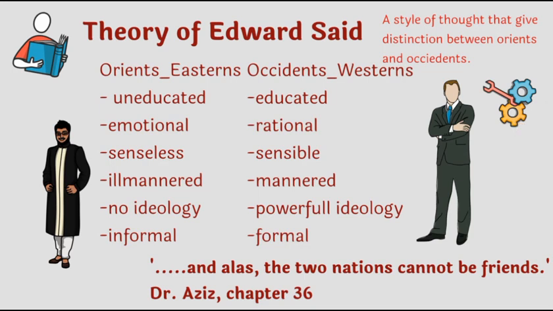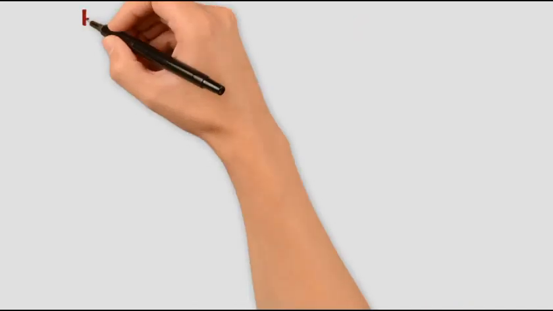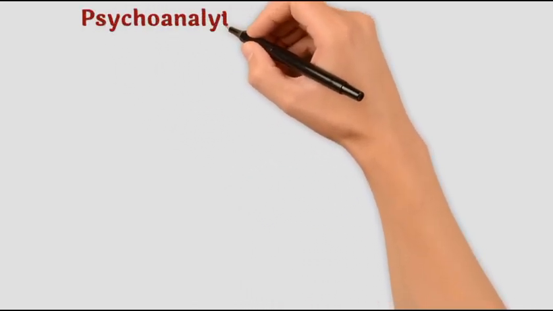But now he is saying that the two nations cannot be friends. It means that all his hopes are vanished because of this cultural clash and the differences in thought.